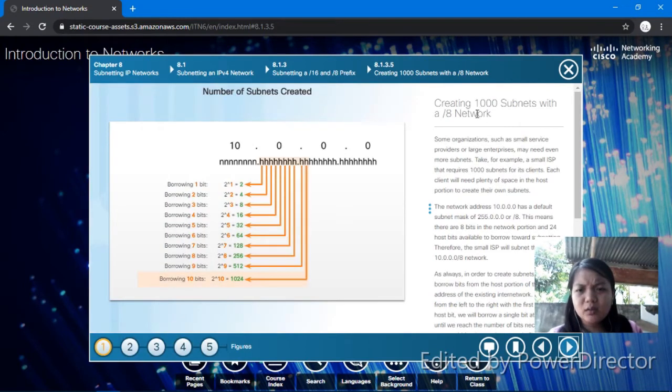Then creating 1000 subnets with a slash 8 network. We will borrow 10 bits. We borrow 1 bit first, then 2 raised to 1 is 2, up to 2 raised to 10. You will borrow 10 bits, so 1024.